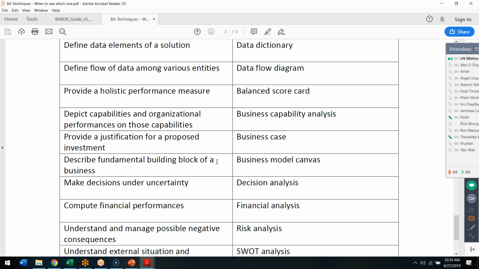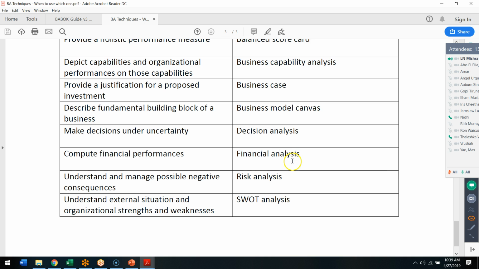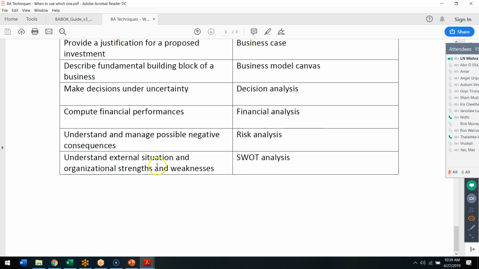Fundamental building blocks of a business model, business model canvas. Make decisions under uncertainty, decision analysis. Compute financial performances, financial analysis. Understand and manage possible negative consequences for a change, risk analysis. Understand external situation and organizational strengths and weaknesses, SWOT analysis.